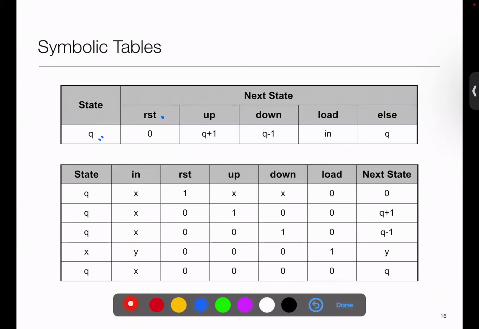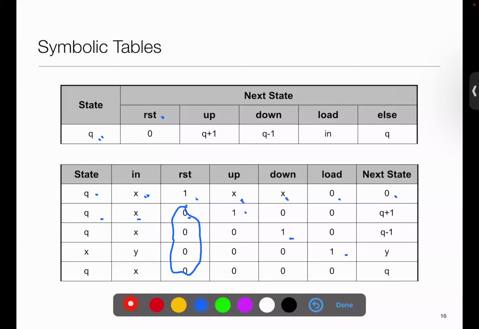Yeah, so this is another way to express the state, saying state is Q. I don't care about the input. If reset is high, I don't care about up and down. And if load is 0, next state is 0. If reset is 0, then we begin to examine up, down, and load. Okay, and begin to look at these signals.